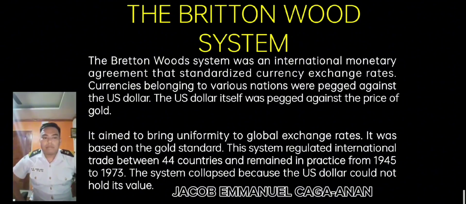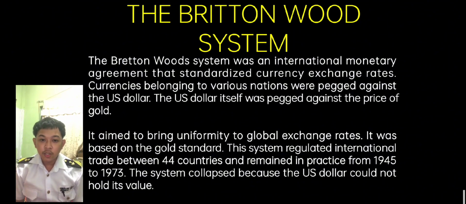The system collapsed because the US dollar could not hold its value. The Bretton Woods Agreement was negotiated in July 1944 by delegates from 44 countries at the United Nations Monetary and Financial Conference held in Bretton Woods, New Hampshire. Thus, the name Bretton Woods Agreement. Under the Bretton Woods system, gold was the basis for the US dollar and other currencies were pegged to the US dollar's value. The system effectively came to an end in the early 1970s when President Richard M. Nixon announced that the US would no longer exchange gold for the US currency.